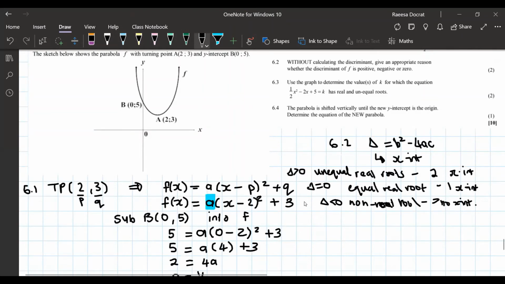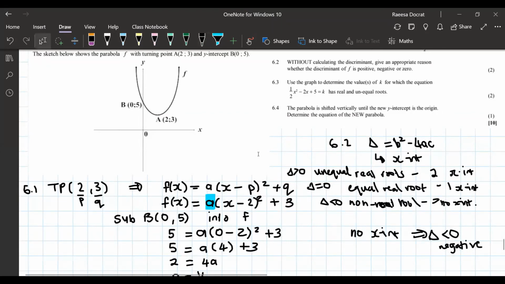So we can see, does it have two x-intercepts? Because then we know that the discriminant is positive. Does it have one x-intercept? Because then we know the discriminant is 0. Does it have no x-intercept? Because then we know the discriminant is negative. Now, if we look at this case, we see that it has no x-intercept, which means your discriminant is negative.